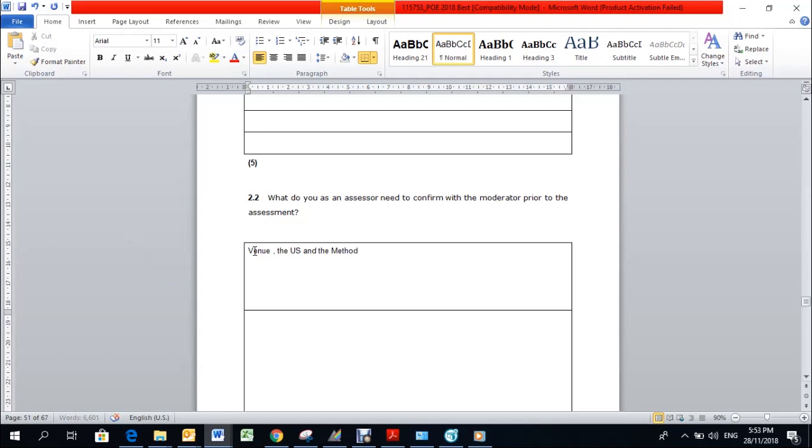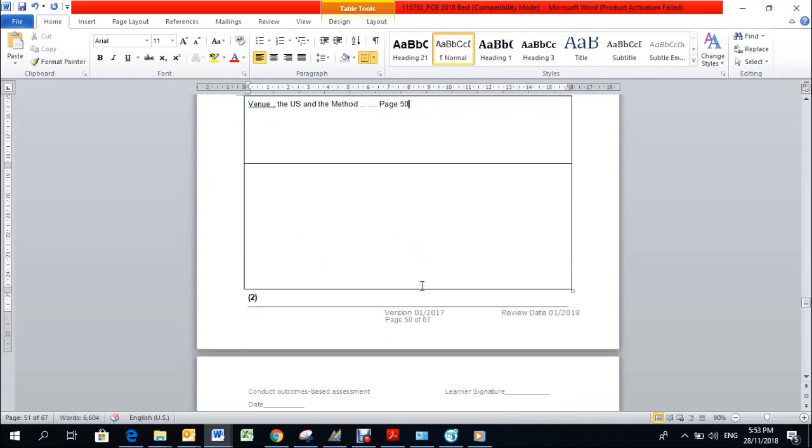There is more. If you look at page 50, you can get more on page 50. Please go through that page and answer this question and add more. You should know that no matter how many marks are indicated, you need to give as much as possible.